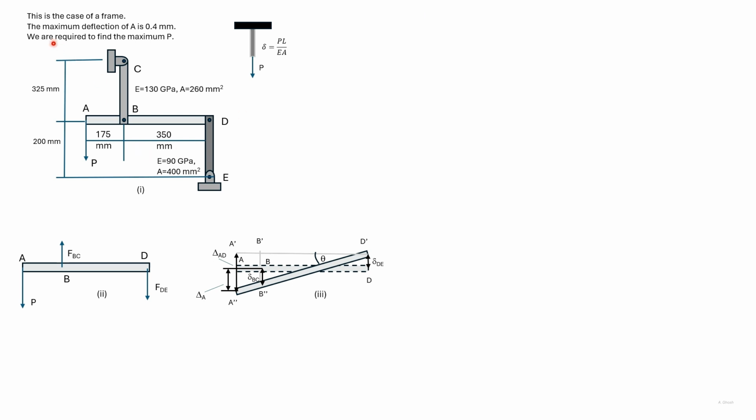In this problem, the maximum deflection is given and the force applied is not given, and we are asked to find the force. So the problem is in reverse, but we'll solve the problem in a straight manner. We'll think that we know the force and we'll find the maximum deflection.